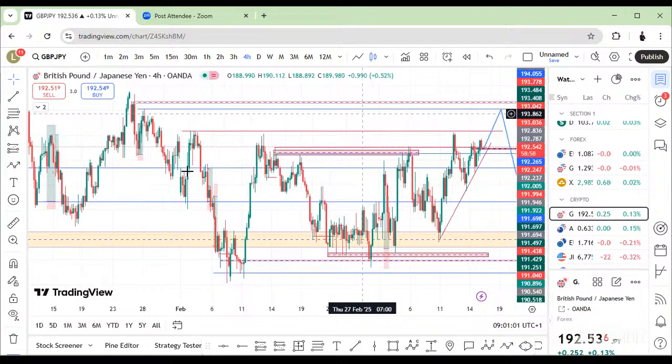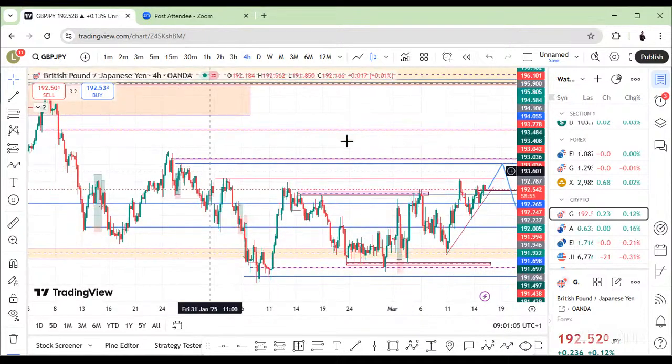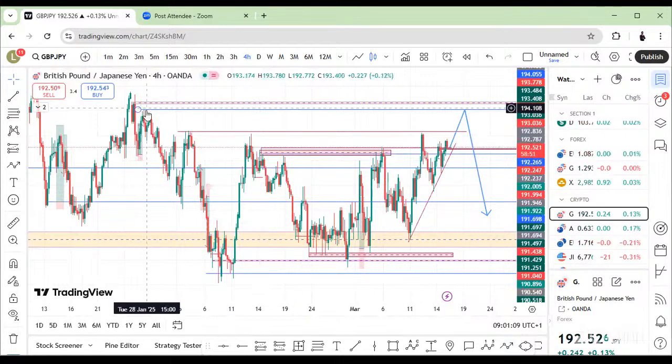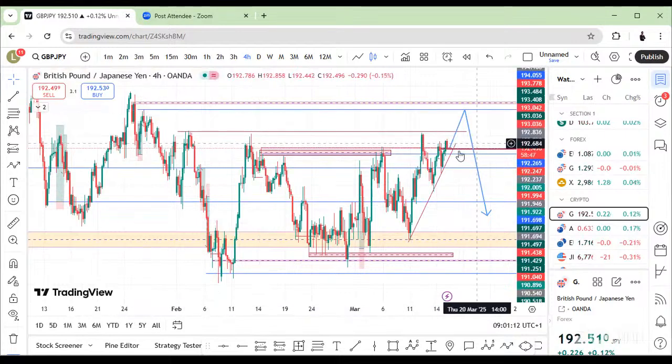You can see it here fairly good. This is it on this level here. So I'm expecting that price to come and take out liquidity on the 4-hour time frame here. So we are still looking more for the long opportunity for GBP/JPY before the short.